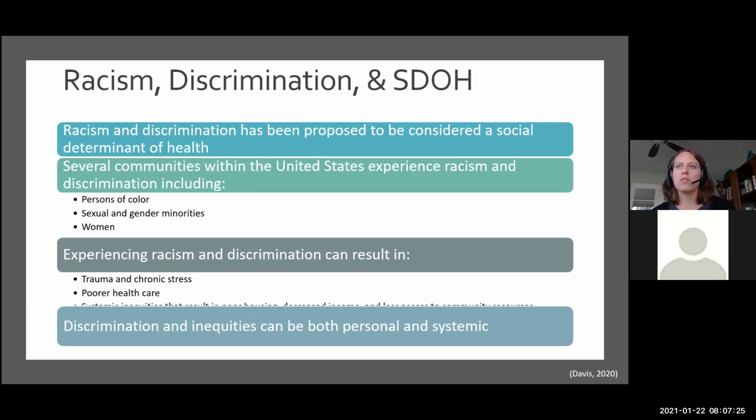There are several communities within the United States that experience racism and discrimination, and this is inclusive of persons of color, sexual and gender minorities, and women. And one person may not fall into just one of those categories, right? You could fall into several of those categories and experience discrimination as a result of all of them at different points in your life. And experiencing racism and discrimination in terms of the context of social determinants of health can impact trauma and chronic stress, poor health care, and overall your ability to access certain resources in the same way.